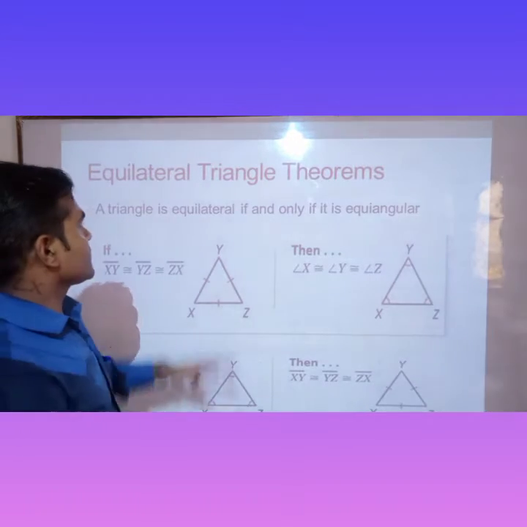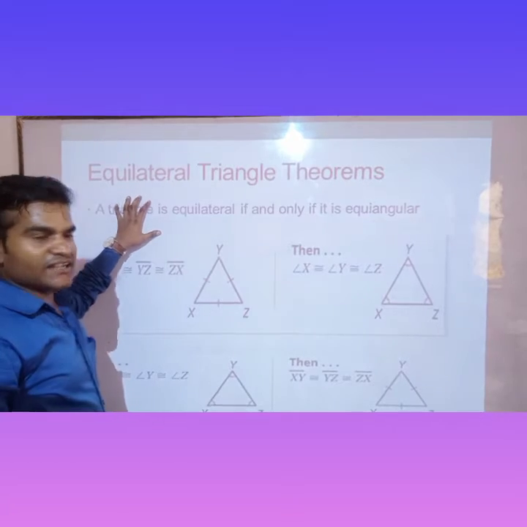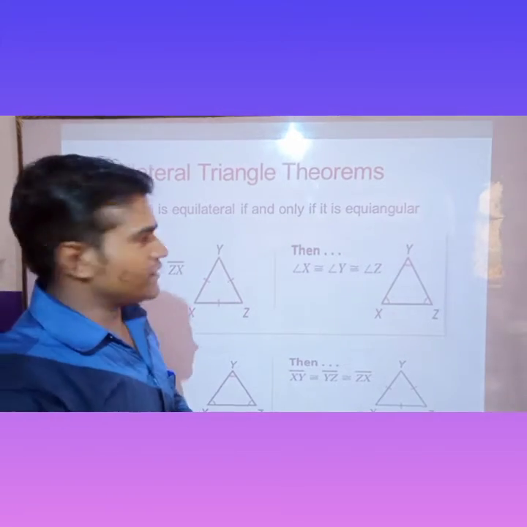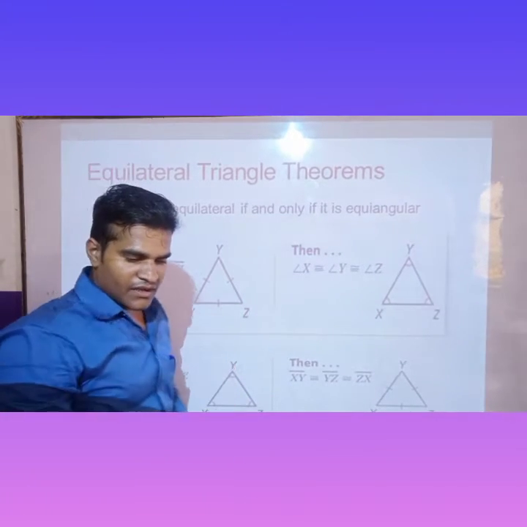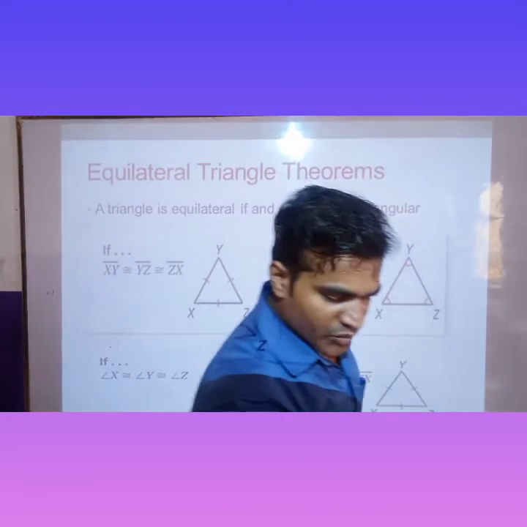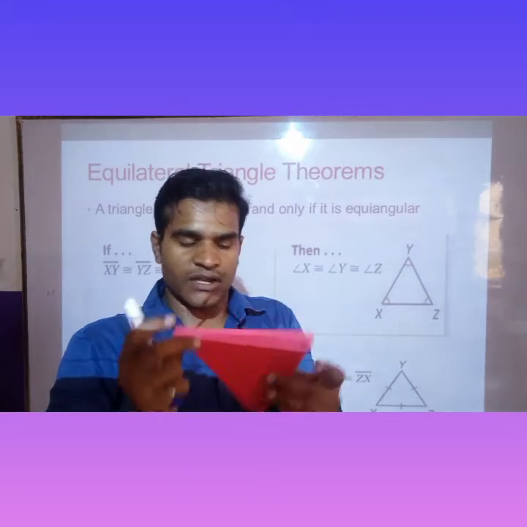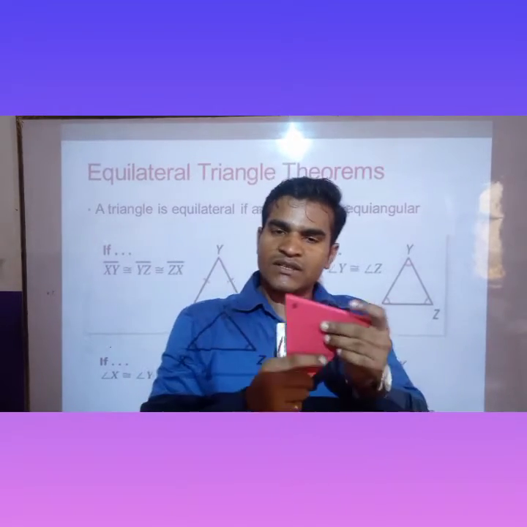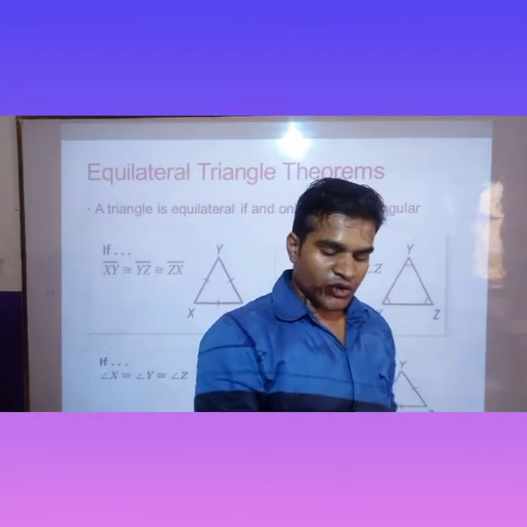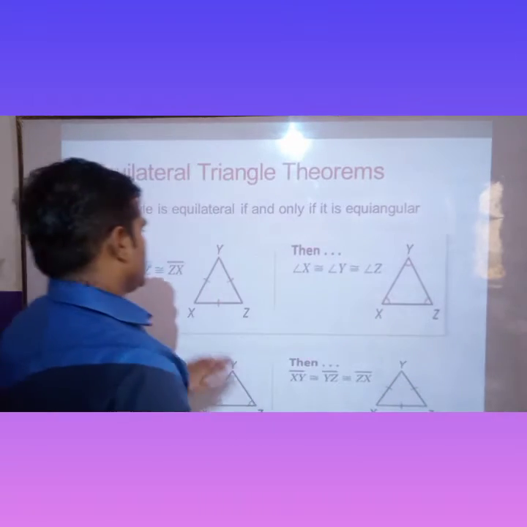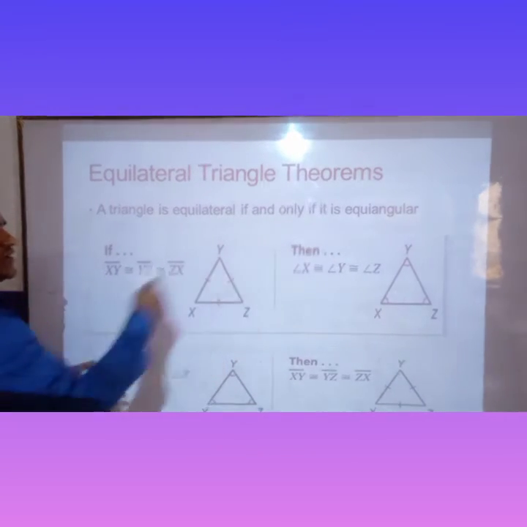Now students, our next special triangle is the equilateral triangle. In an equilateral triangle, all sides are equal. If all sides of an equilateral triangle are equal, then all angles are also equal. Children, these are examples of an equilateral triangle.